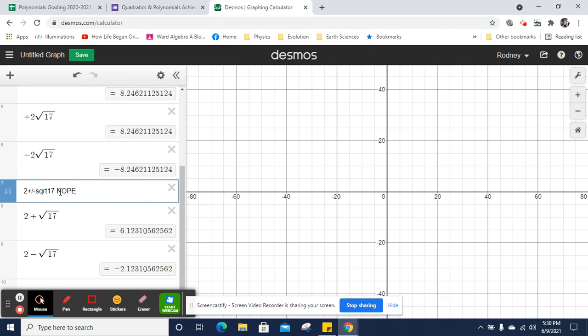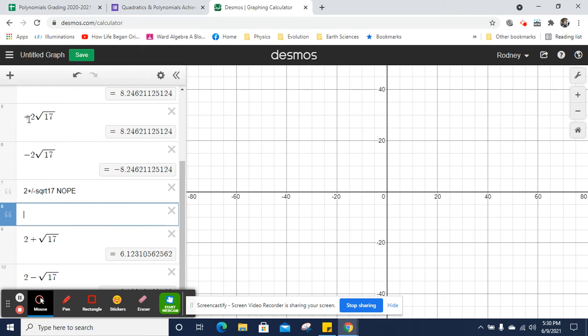So nope, don't do that. Instead, do this. Plus or minus 2 square root of 17, because it is a product. And so that plus or minus needs to go out in front. So it is either positive 2 square root of 17 or negative 2 square root of 17. That positive or negative migrates out right in front of that product.